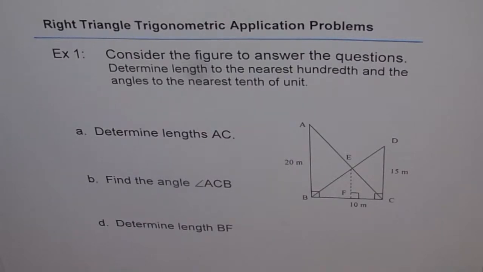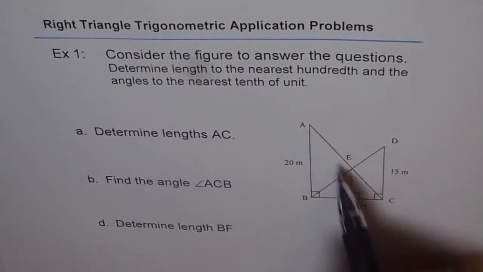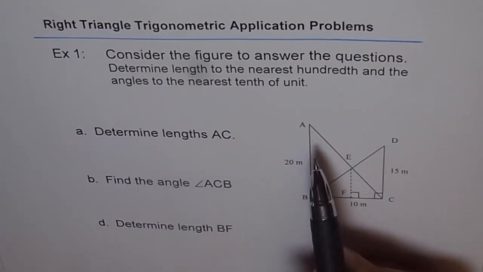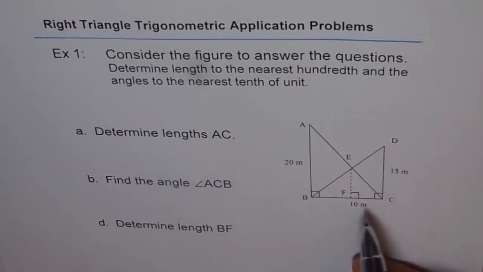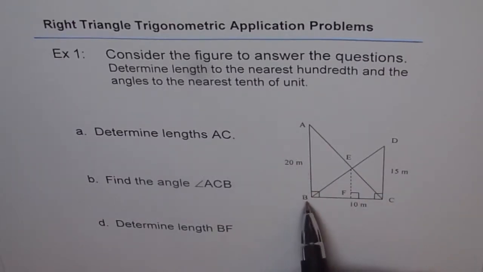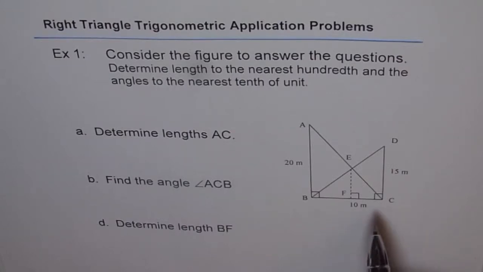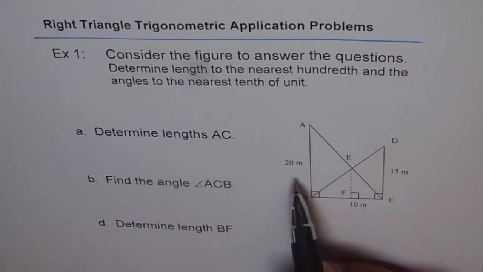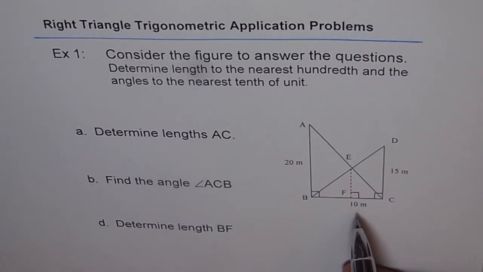Now, let's try to see here. We can find in different ways. So what I will do is I'll do one way, and you can try to figure out how to find in a different way. Now, first is finding AC. You note that the triangle ABC is a right triangle, right? So we can use Pythagorean Theorem, and therefore AC square is equal to AB square plus BC square. And so AC will be square root of 20 square plus 10 square.